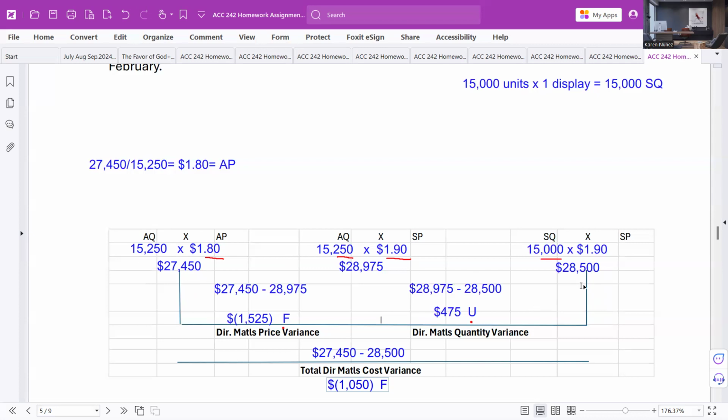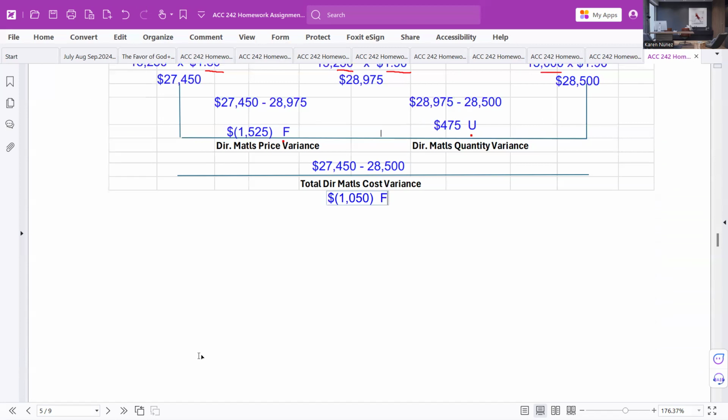Okay, so I think that's probably enough, at least for now, for the materials. Let's continue with labor. We've got a couple more that deal with labor. Let's get those done, and then we'll try to finish this chapter off.